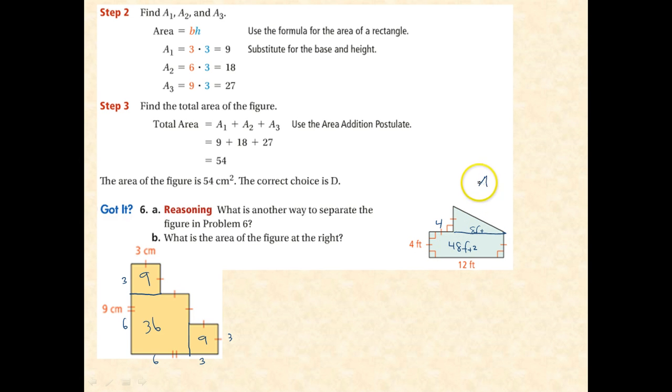So the area of my triangle is 1/2 the base times the height. So that is 1/2 of 32, which is 16. So this part here is 16 square feet. 16 plus 48, I'm adding the two areas together now, is 64 square feet.